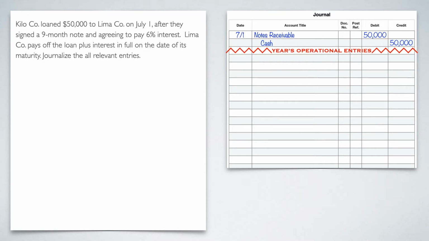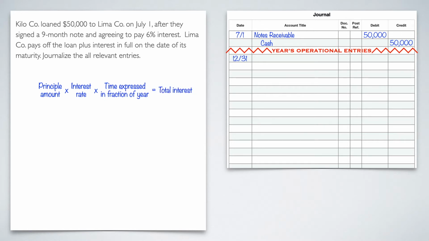Then we get to the 12/31. That's the next date of significance. And in that one, we need to calculate how much interest we've actually earned through this process since July 1st. And so the way we do that is the principal amount times the interest rate times the time expressed in fractions of a year, and that's going to give me my total interest.